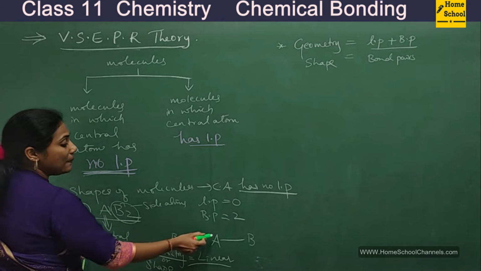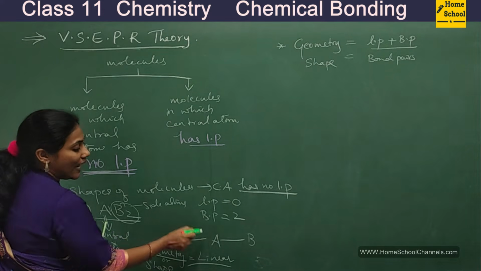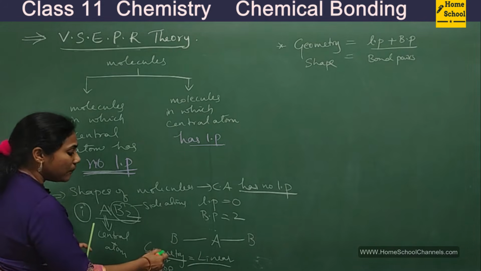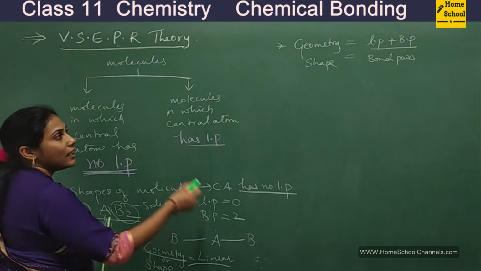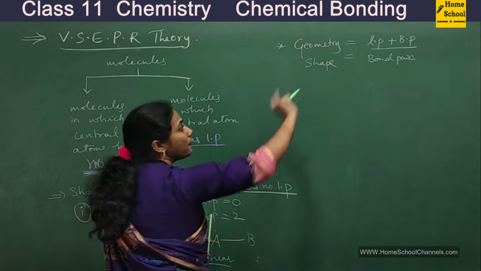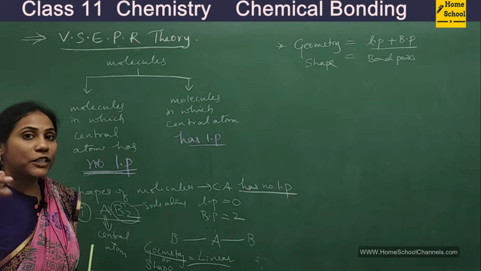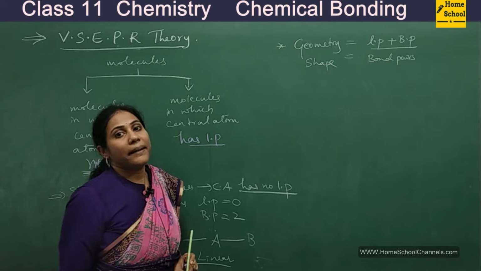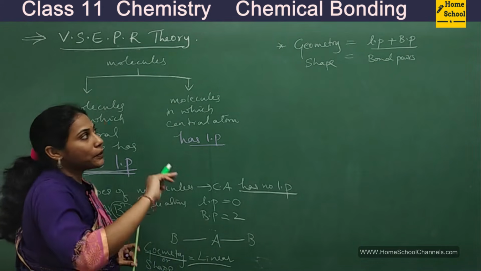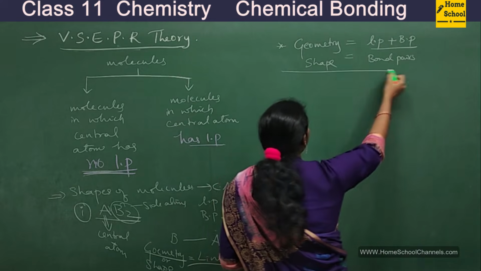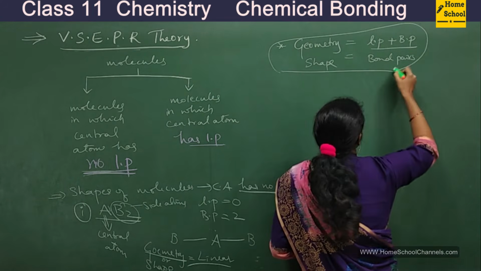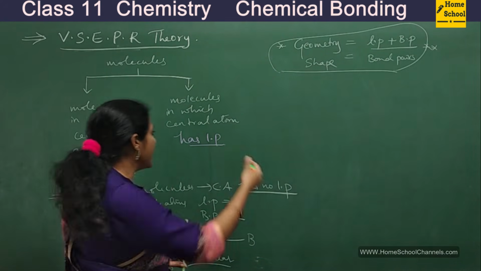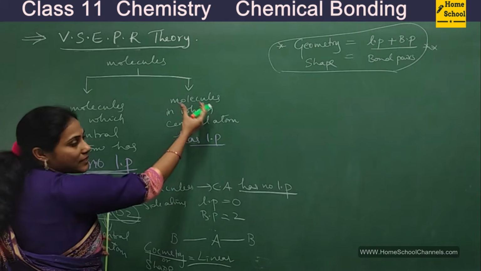But if the central atom had some lone pair, definitely the shape will be different. Geometry is always decided based on both lone pairs and bond pairs, on their arrangement. But for the shape we only consider the bond pairs. So hope you got an idea how to differentiate between geometry and shape. This is really important. Anyway, you will understand this in the next category of examples that we discuss.